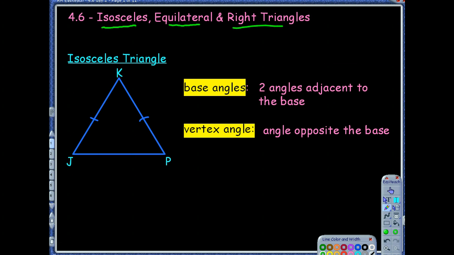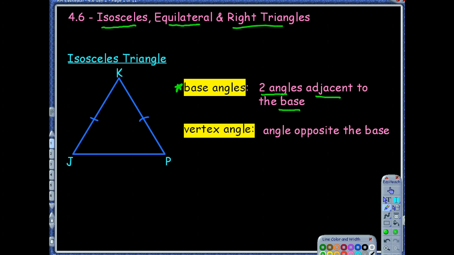All right, so isosceles triangle. We already know by definition an isosceles triangle has at least 2 congruent sides. So I drew one in here for you. What we need to elaborate on are some of the pieces of an isosceles triangle. First of all, base angles. Now notice it's plural, so there's probably more than one of them.